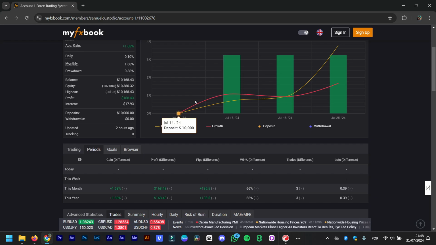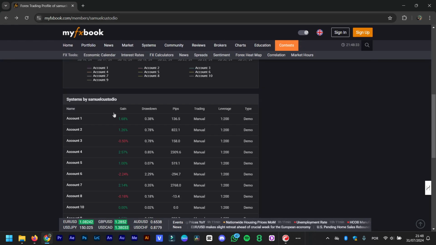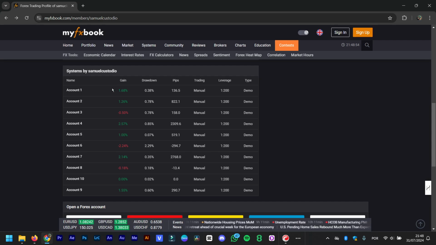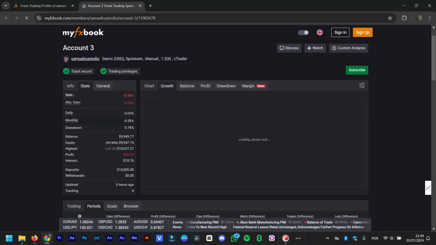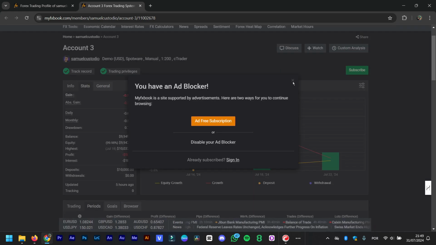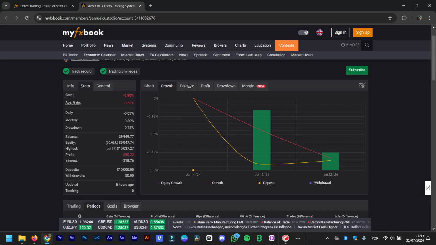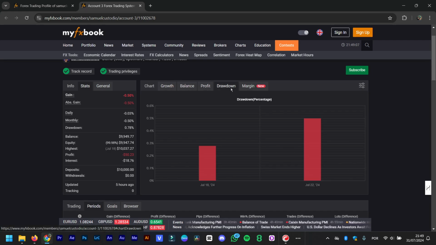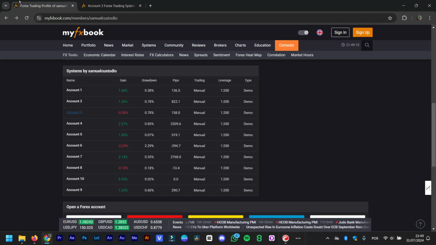Okay, so as you can see, the accounts are going up. Let's see. Out of the 10 accounts, one of them is 1.68%, which is more now. Account 2 is 1.26. Account 3 is minus 0.5%, which is pretty much nothing because I was training and I made a mistake here. But there's no problem. We're gonna get this back. We just need time. Account number 4, 2.27%.